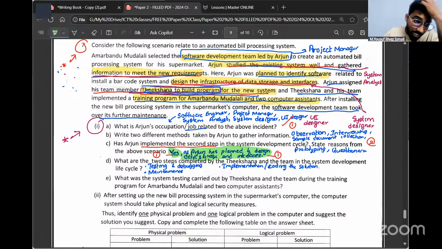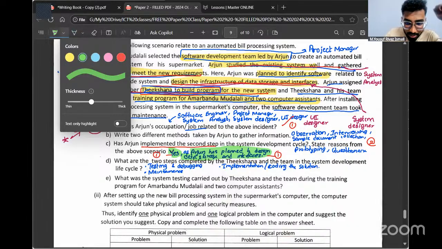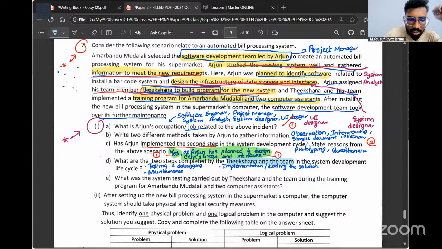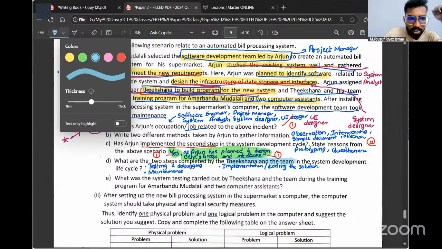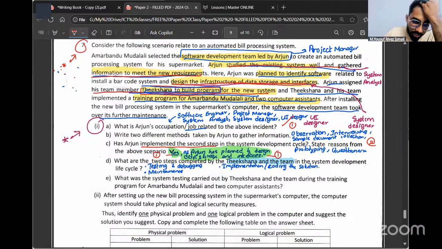But directly when you say him and his team, Teekshna and his team, what is the directly given answer? Regarding Teekshna and his team the directly given answer is the testing and debugging and maintenance. So anyways, out of these three, if you mentioned two answers, 1 mark each, total 4 marks there. All three are correct.